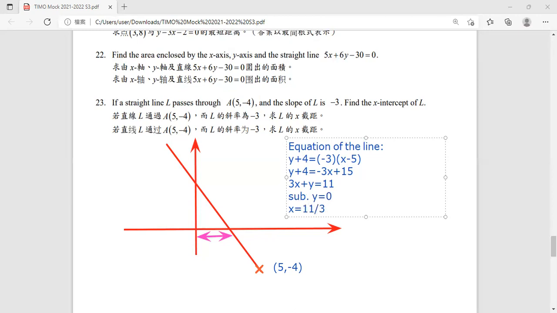So the x-intercept, finish. Of course, you can make it into a mixed fraction. If you have to answer in mixed fraction, it will be 3 and 2/3. Okay, if you have to take it into mixed fraction. Any questions?